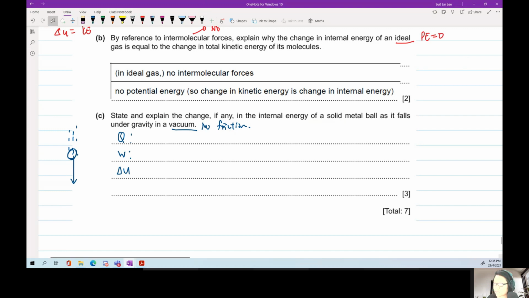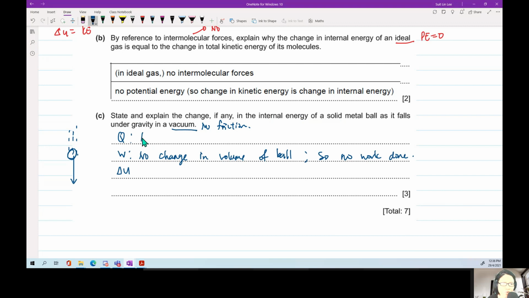Okay, so because of this, I can just say that there is no change in volume of the ball. So no work done. Weird question. Okay, so then use this one.